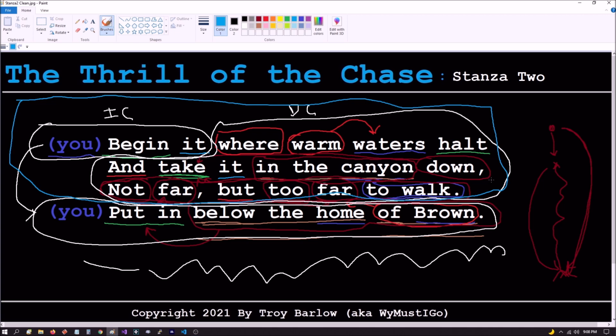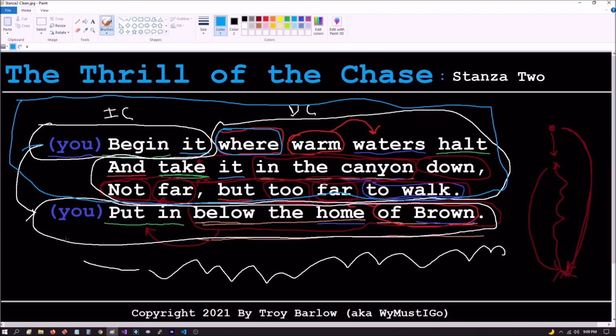And again, I guess the takeaway from this is you've got two things to do. You're going to begin something at an unknown location right now. We don't know where warm waters halt and take it in the canyon down is. We do know kind of what not far but too far to walk means, that he wants us to get from where we begin to a place that we can then walk from. And he's basically telling us to put in or park or go to this place.